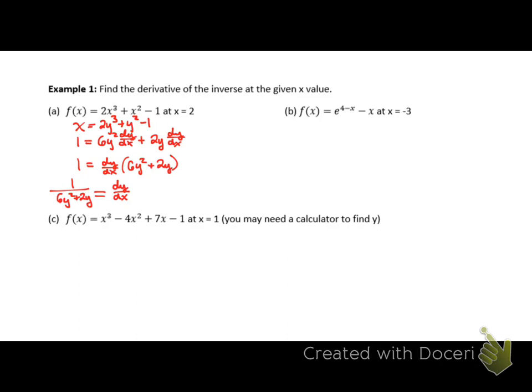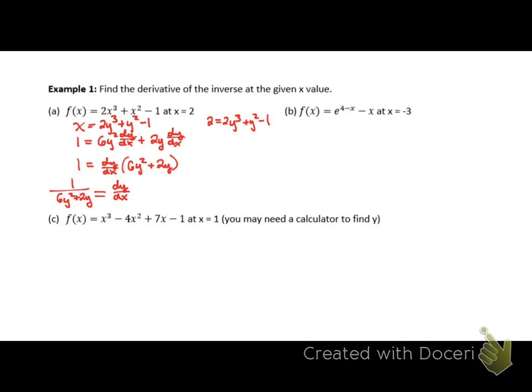Now if they just asked you for the equation of the derivative of the inverse function, this would be it. However, it asks you to find the derivative of the inverse at the given x value. It says to find it where x equals 2, which means that, because our derivative is in terms of y, we need to find what y is when x equals 2 in our original inverse function. So we're going to say that 2 equals 2y cubed plus y squared minus 1. All right, so we need to find the y value that satisfies this equation.